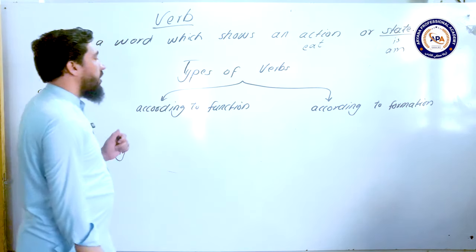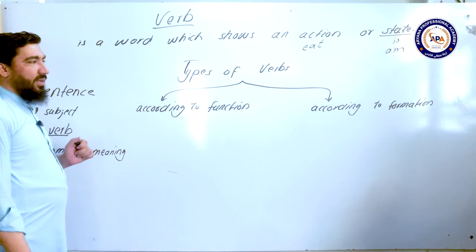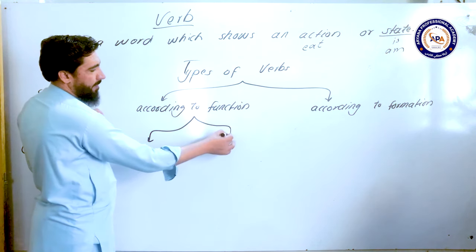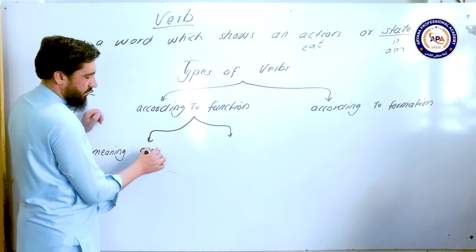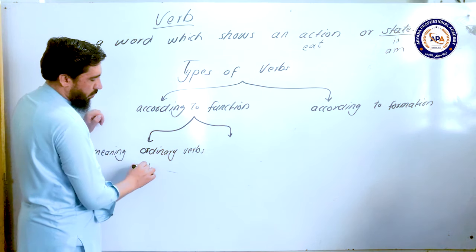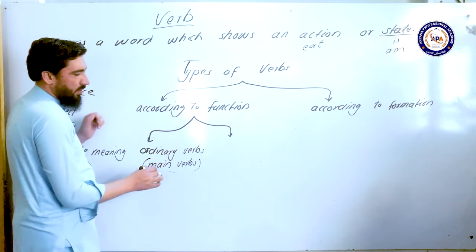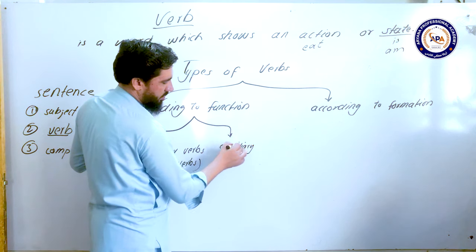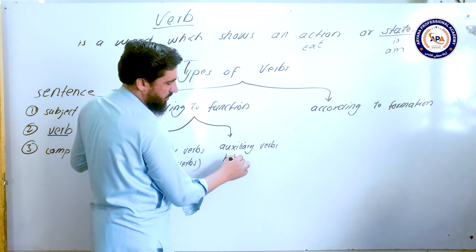So according to function, a verb is used in a sentence as a main verb or helping verb. So we divide all the verbs into two groups then. They can be ordinary verbs or main verbs. They are the same. And auxiliary verbs, or helping verbs.